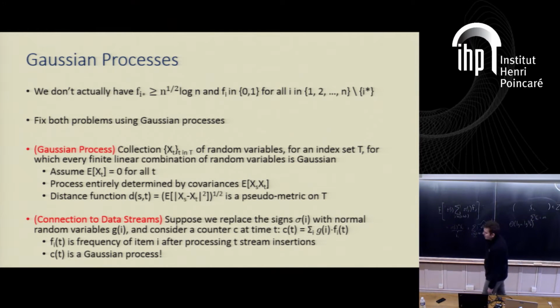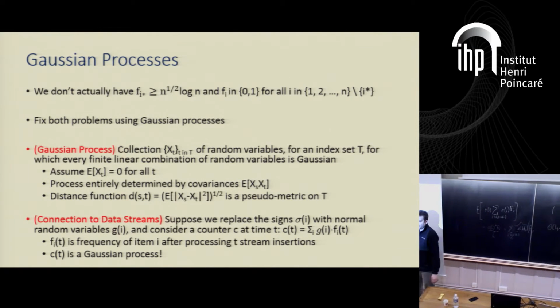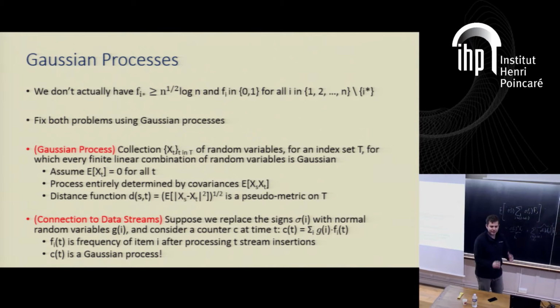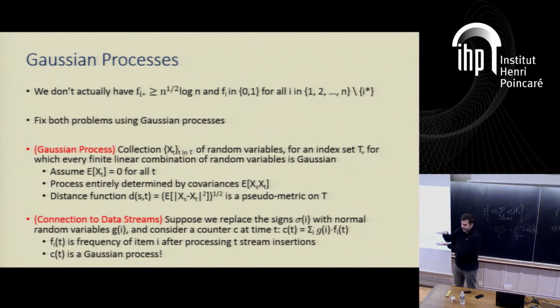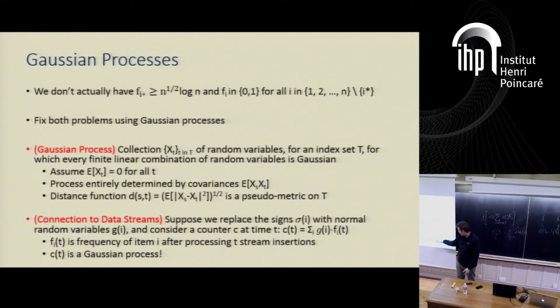So the main point is that C of t is a Gaussian process. If I look at the collection C of t at all times, it's a Gaussian process. Why? Because I take any linear combination of these things, and I just match up the Gaussians. These Gaussians are independent. I add up the linear combination, and I'll get a sum of Gaussians, each Gaussian times a scalar. A sum of independent Gaussians is itself Gaussian, so this is a Gaussian process.